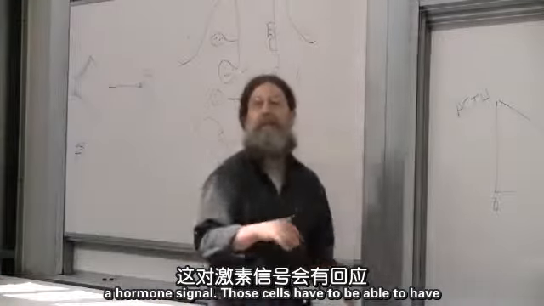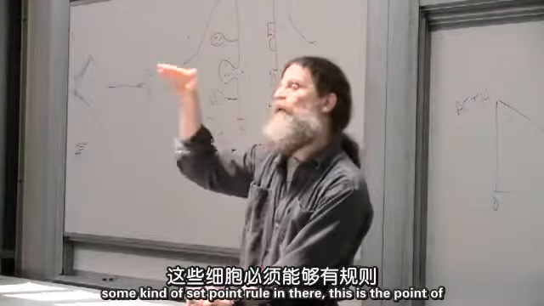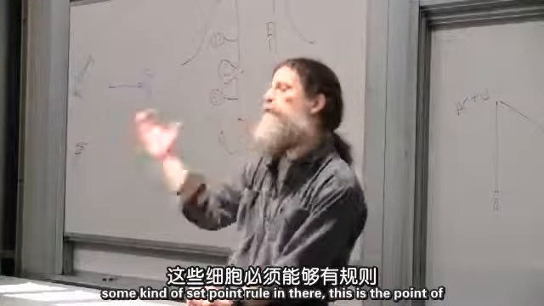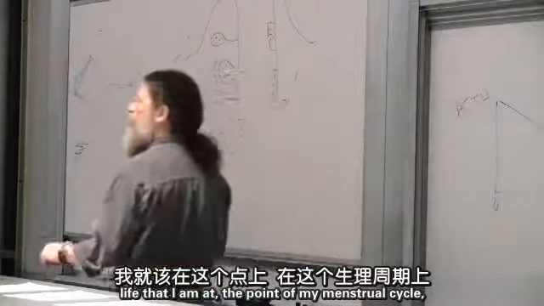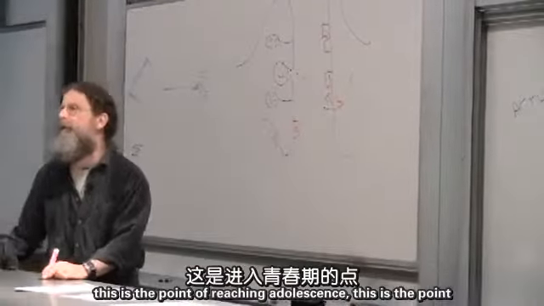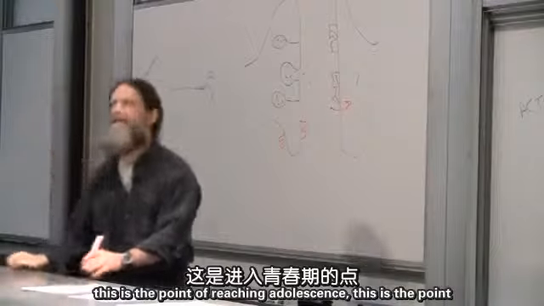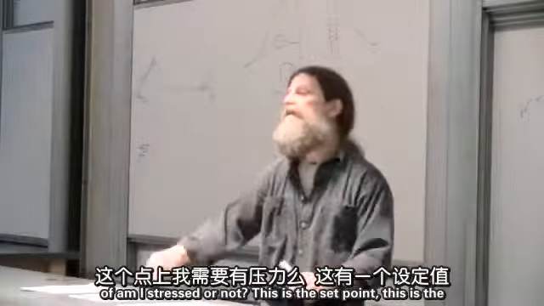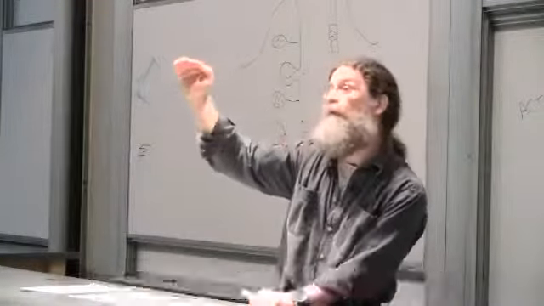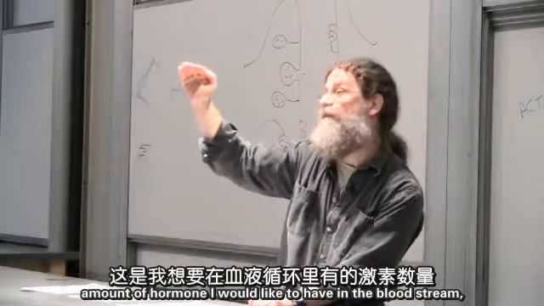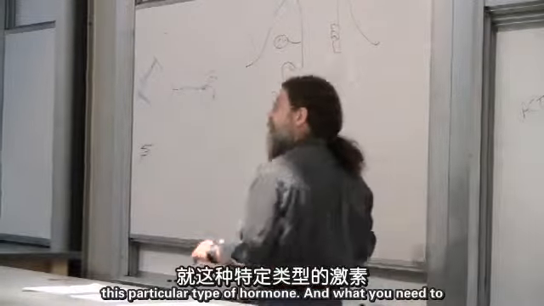Those cells have to be able to have some kind of set point rule in there. This is the point of life that I am at, the point of my menstrual cycle. This is the point of reaching adolescence. This is the point of, am I stressed or not? This is the set point. This is the amount of hormone I would like to have in the bloodstream, this particular type of hormone.